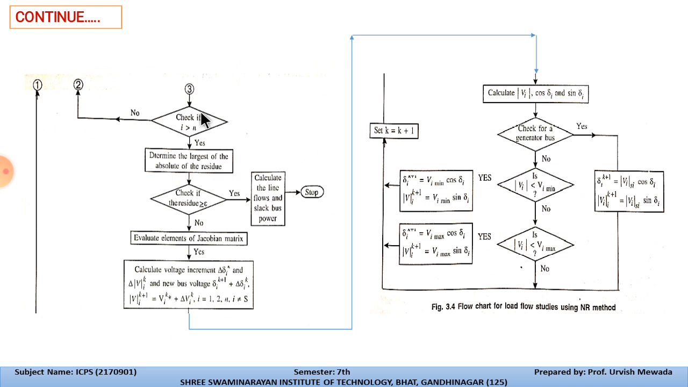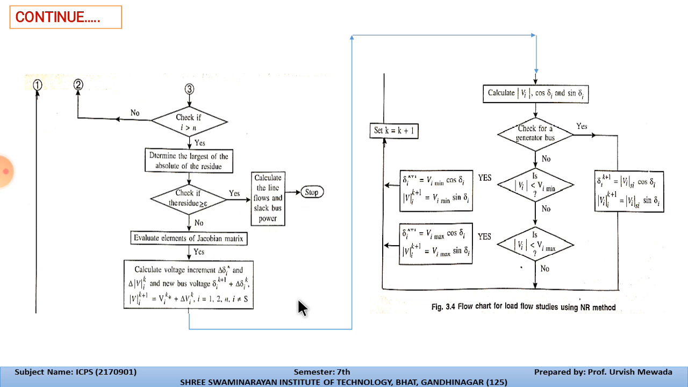Again after that, it will check if I is greater than n. If no, then it will follow the path 2 and repeat the process again. If yes, then it will determine the largest of the absolute of the residue, and then check whether the residue is greater than or equal to epsilon. If it is no, then evaluate the elements of the Jacobian matrix. If yes, then calculate the line flows and the slack bus power.